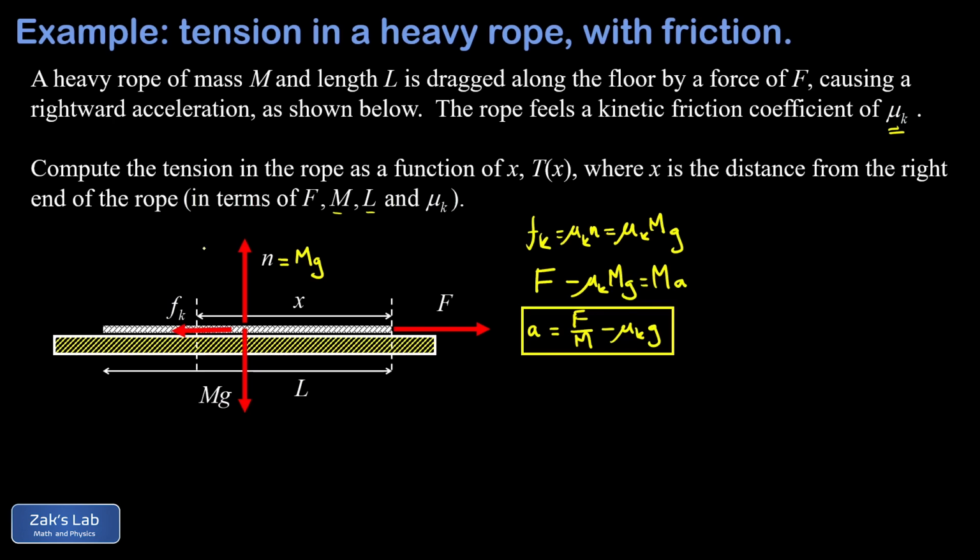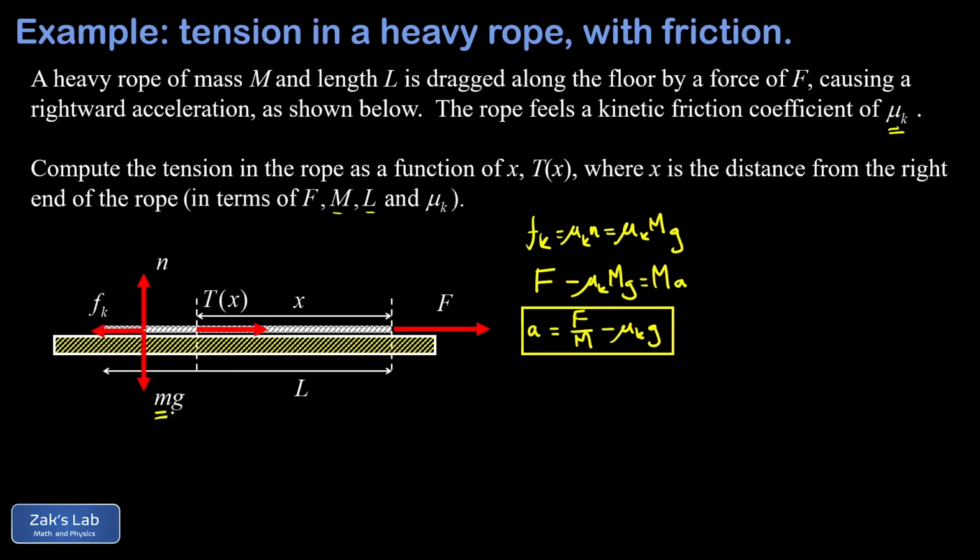Now again, what we're going to do is switch our focus to just the little chunk of the rope left of this cut line at a distance of x from the right end of the rope. The force to the right on that is the tension in the rope at the location x. So that's what we're after. And we're going to start with a force diagram. I've called the mass of the rope left of the cut line little m, because it's just some little fraction of the overall rope.